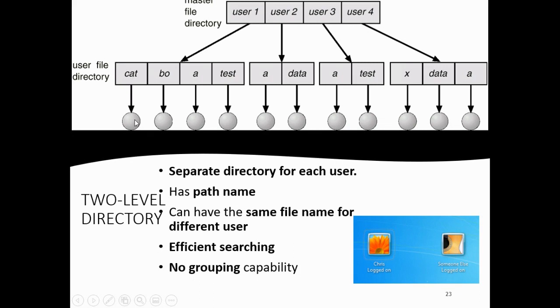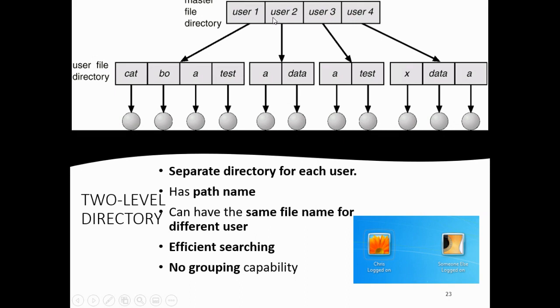In this situation, you can have the same file name, but under different users. User 2 can also have the same file, and user 3 can also have the same file. And the users can also have the same directory name. This example is A, and A. So there is a separate directory for each user. Each user will have separate directories and a path name. I will show you later what the path name is.